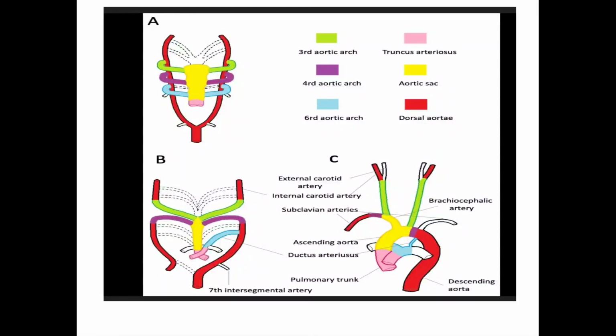Look at this image. As we discussed previously, the important thing is the fourth aortic arch, which is highlighted in purple color. Look at image B, which gives rise to the subclavian artery on the right side and the arch of the aorta. The same with the sixth aortic arch, which is highlighted in light blue color, which here forms the ligamentum arteriosum, ductus arteriosus.